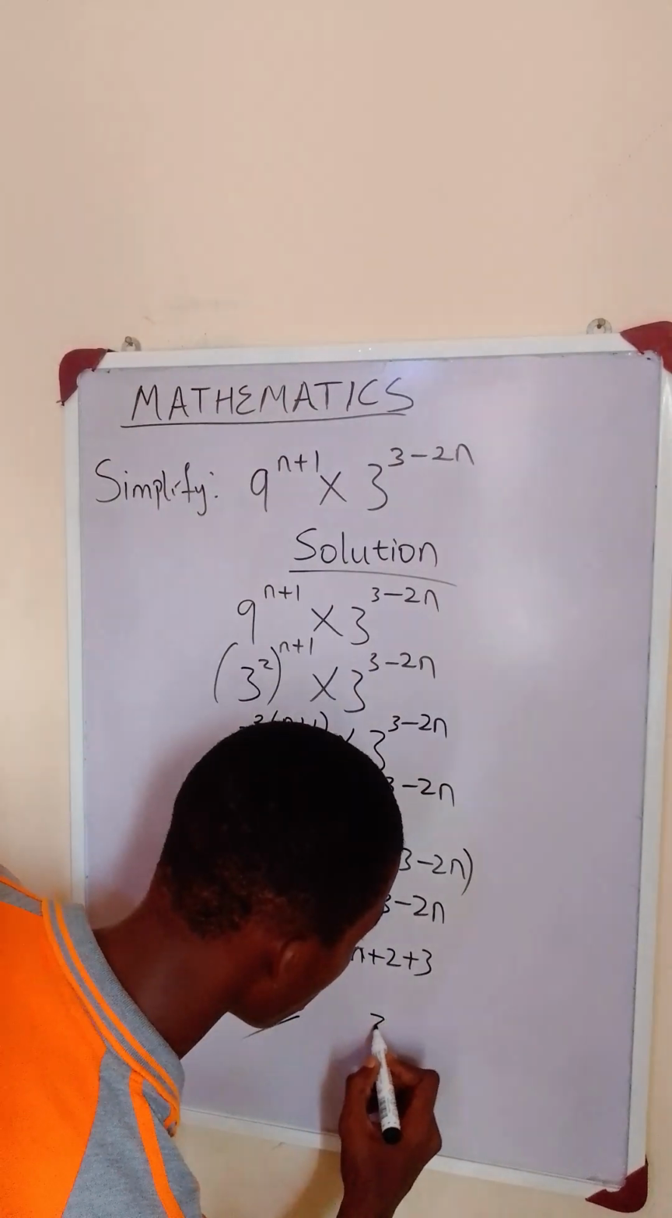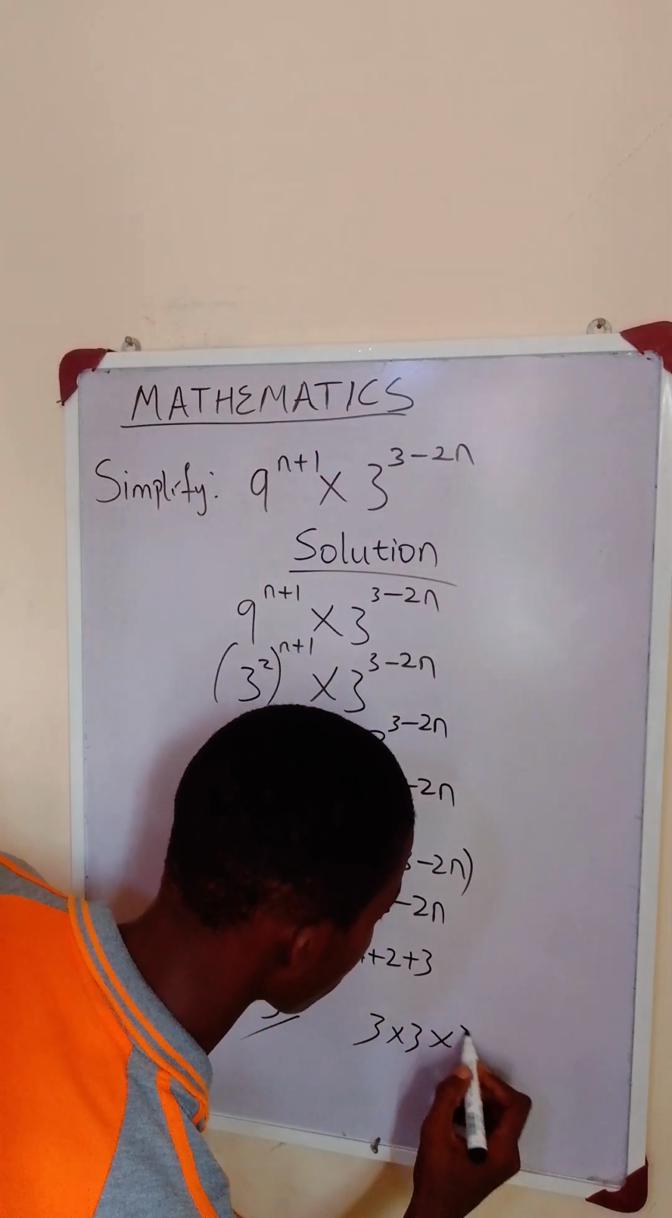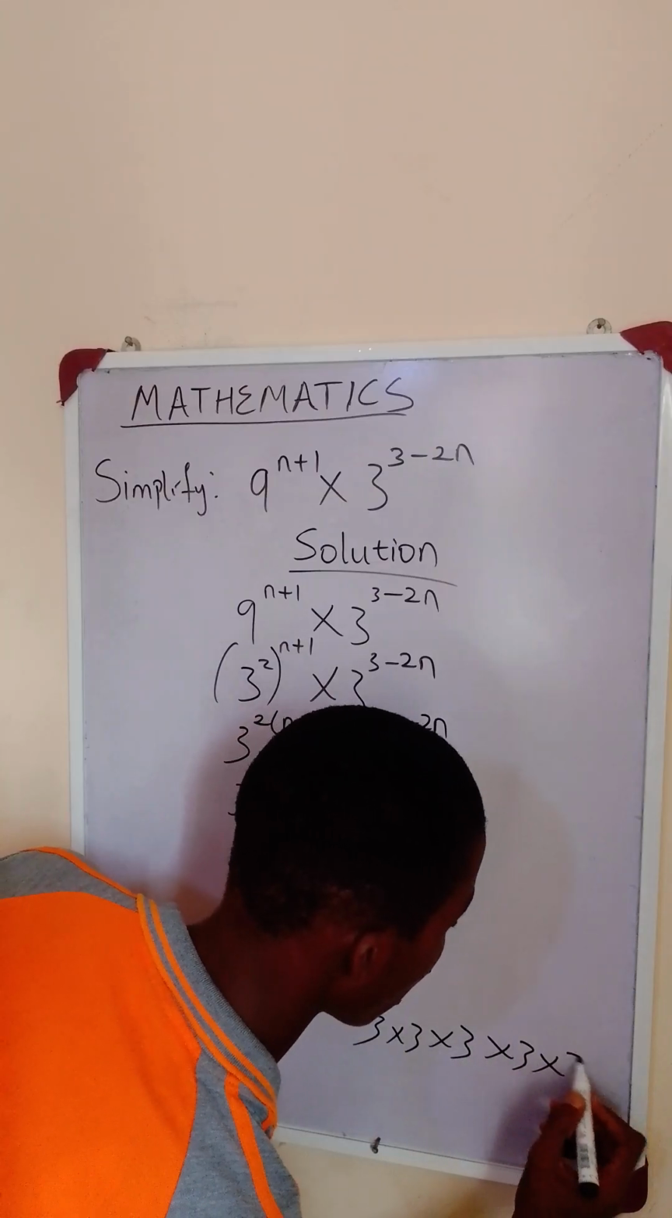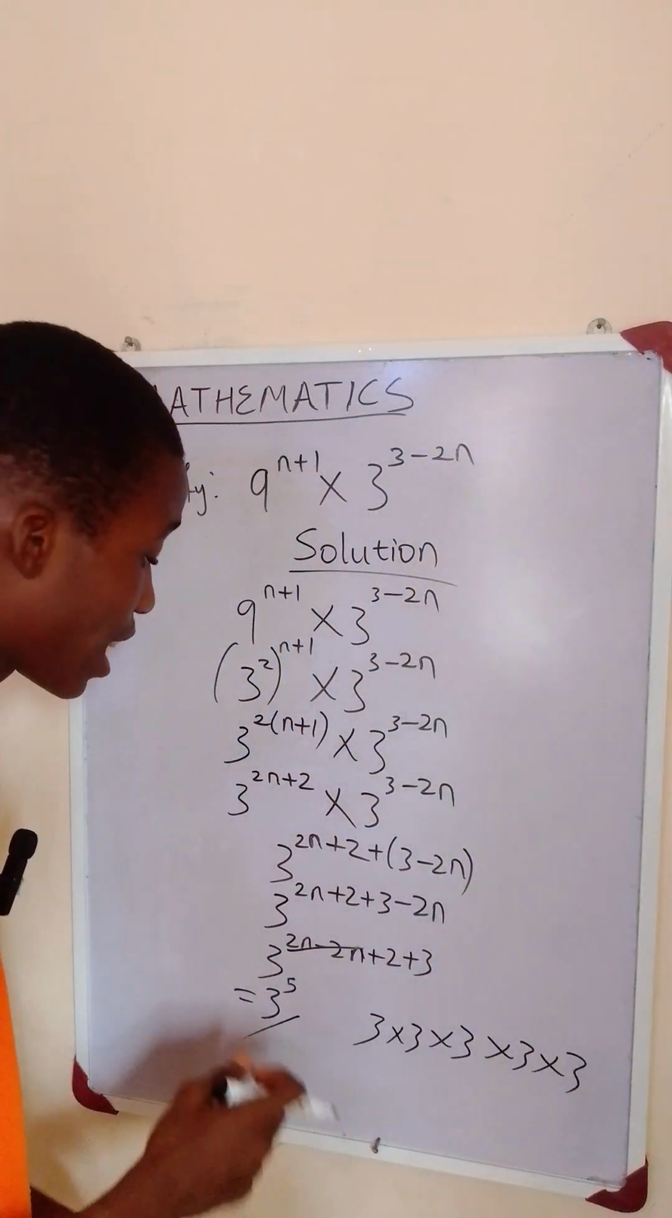We can multiply it, 3 times 3 times 3 times 3 times 3, in 5 places, and still get your answer. And that is correct.